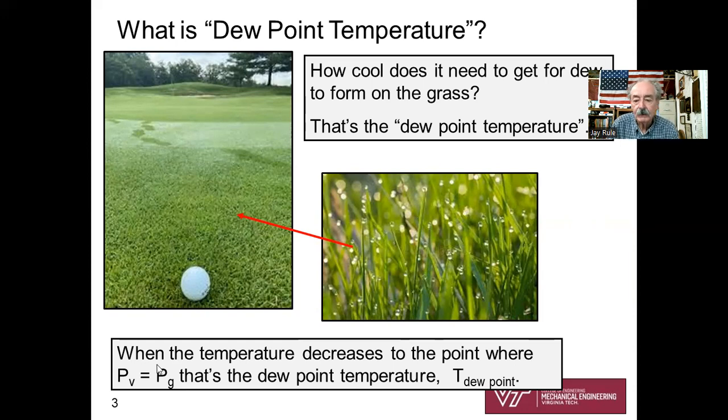And so what does that mean technically? It means that the partial pressure of the vapor in the air has reached the saturation pressure of the vapor at the cooler temperature, and that's called the dew point temperature. And when we continue to cool just a little bit below that dew point, that's when the vapor condenses out of the air vapor mixture and the condensate forms on the blades of grass that are a little bit colder than the atmosphere.